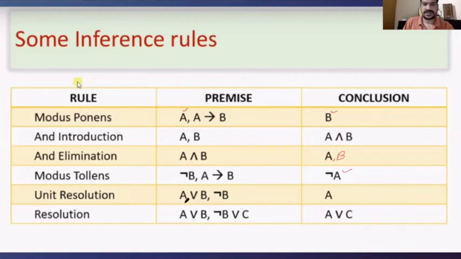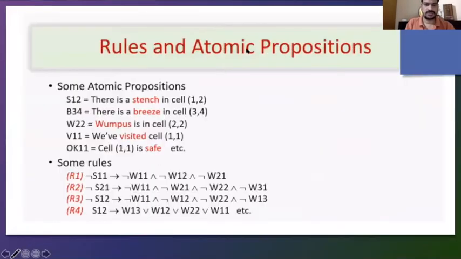Unit resolution says that if you have A or B, and negation of B, then you'll get A as a conclusion. Resolution says that if you have A or B, and negation of B or C, then B could be cancelled and you'll get A or C. So this is how you get these inference rules. These are the rules that you have to understand and know. Now, let's go to the rules. So these are all the rules we have, right?